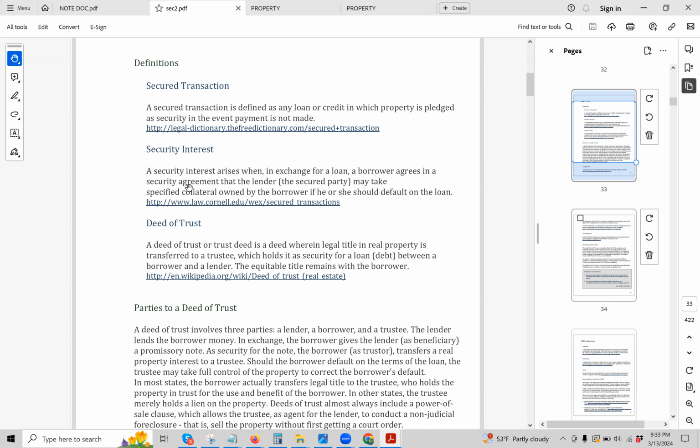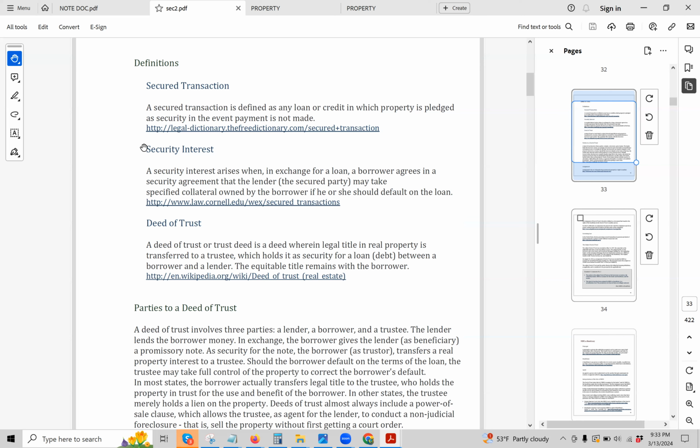And see here it says, a security interest arises when in exchange for a loan, a borrower agrees in a security agreement that the lender, who is a secured party, may take specified collateral owned by the borrower if he or she should default on the loan. Okay. So basically saying, look, here's a loan contract, right? And then the collateral usually is the property, the residential property, the home.